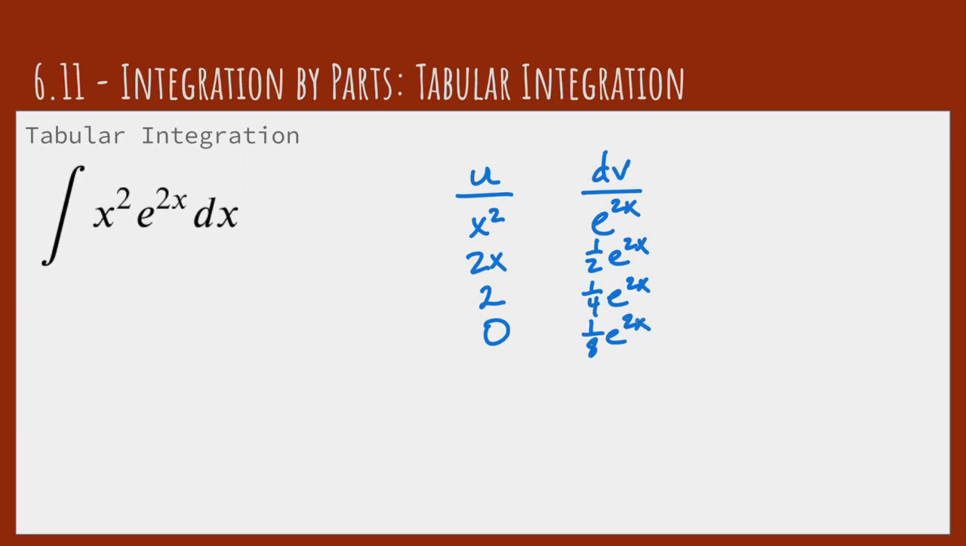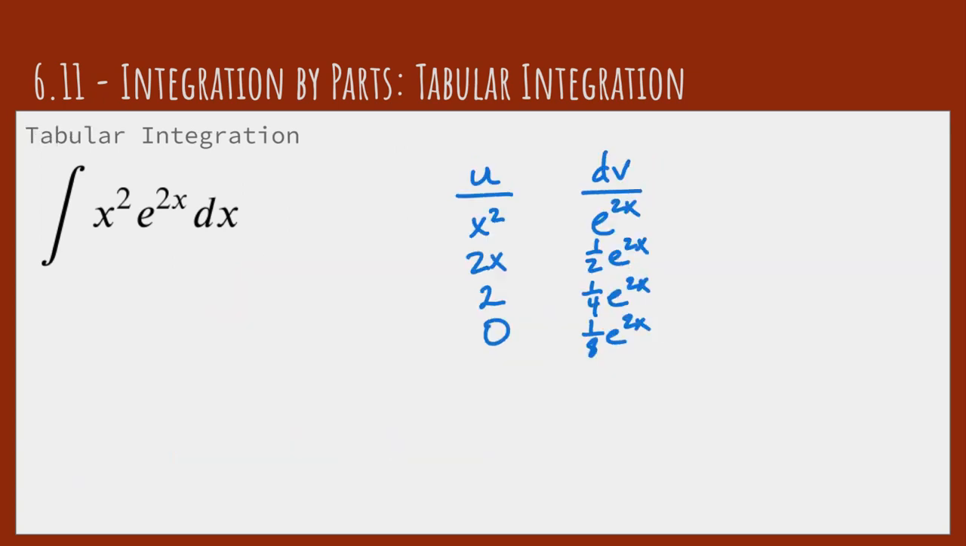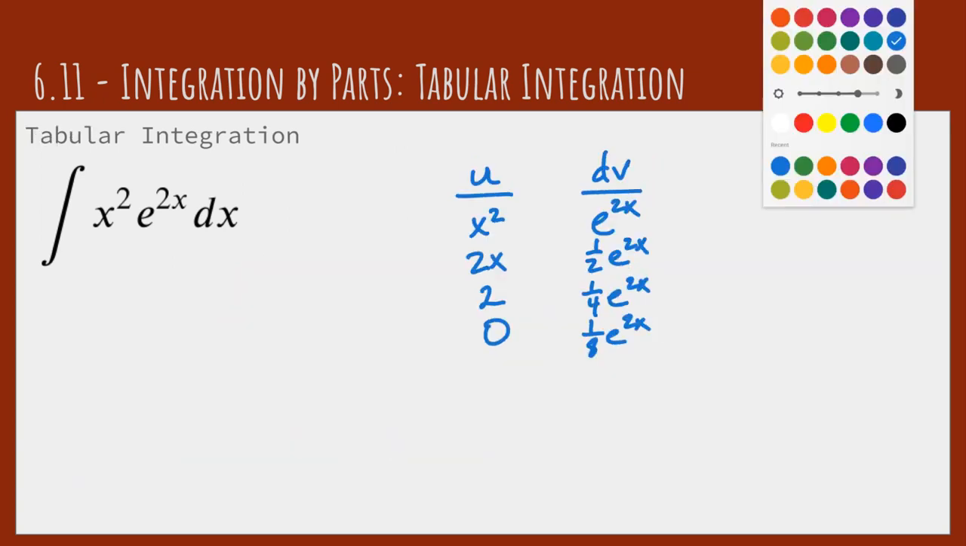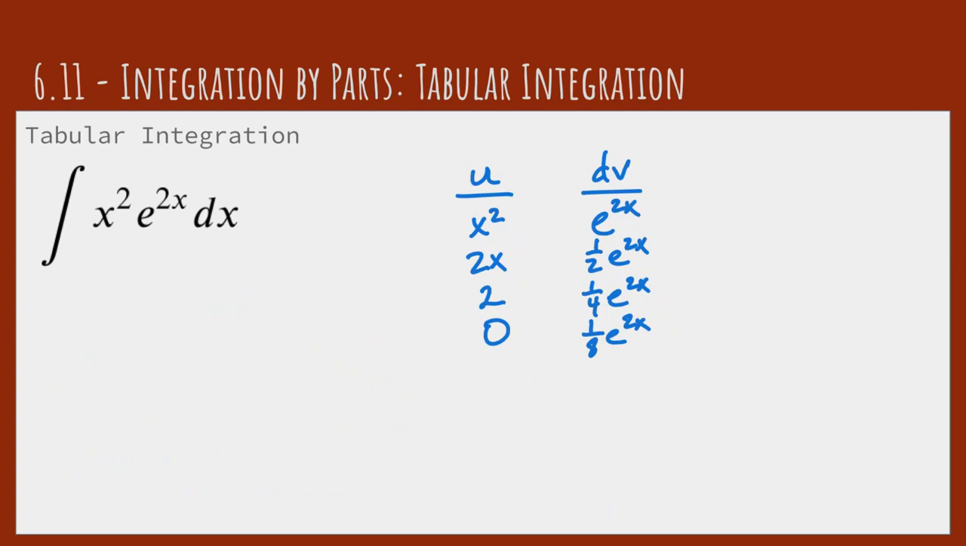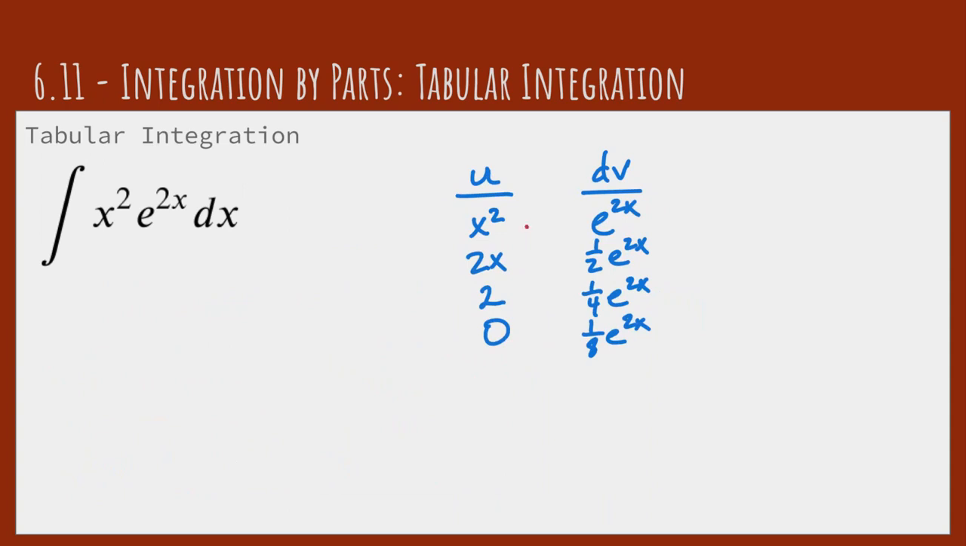Now, I do want to point out that the 1/2 e to the 2x and the 1/4 e to the 2x pop up in our work here. The last thing that we're going to do is multiply along those same diagonals that we did here. So we're going to multiply there, and there, and notice that the second term here was subtracted because of that minus in the integration by parts formula. So multiplying these diagonals here.